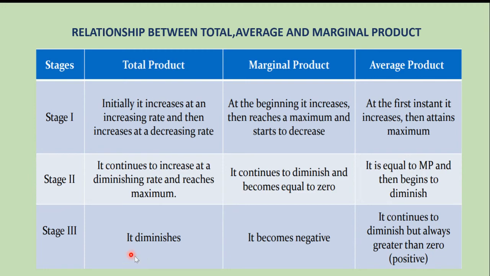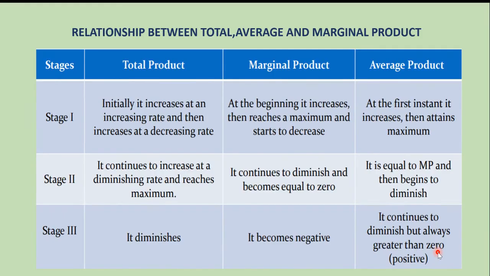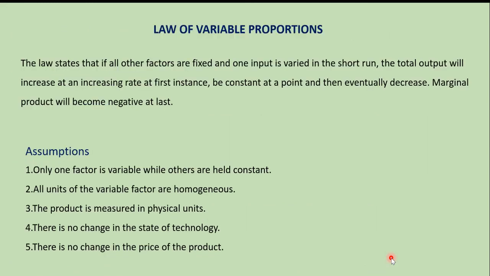Third stage, it diminishes, it becomes negative, it continues to diminish but average product is always greater than 0. So look at this table. It diminishes, it became negative, it diminishes but still it is positive. That is what is given here. That is positive. So what did we study today?